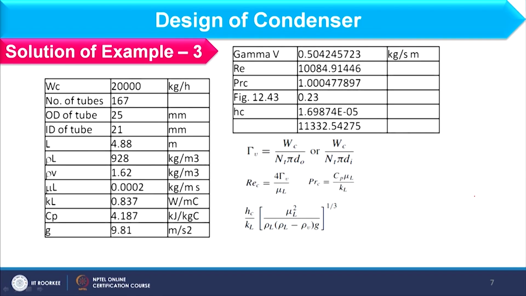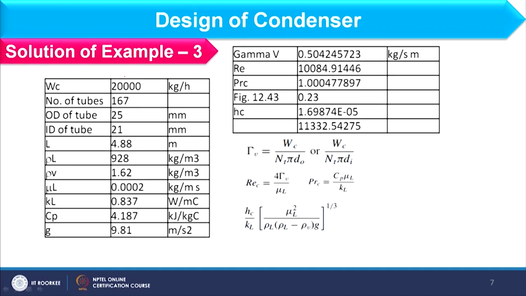First is when I am using the graph to find out heat transfer coefficient inside the tube, right. And second is we should use Boyko-Cruzley correlation to find out heat transfer coefficient inside the tube, compare the values of coefficient and select the larger value as the final value. So, let us start the solution of this example.